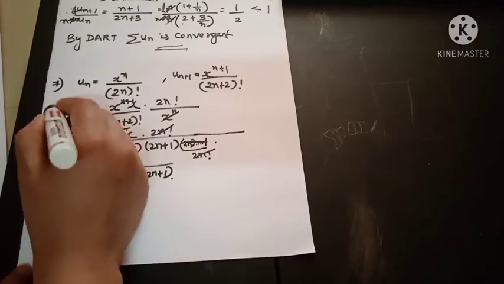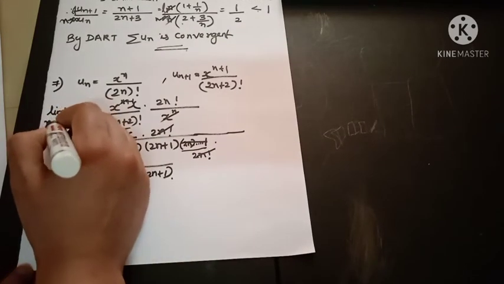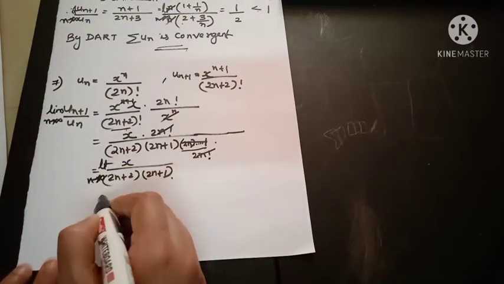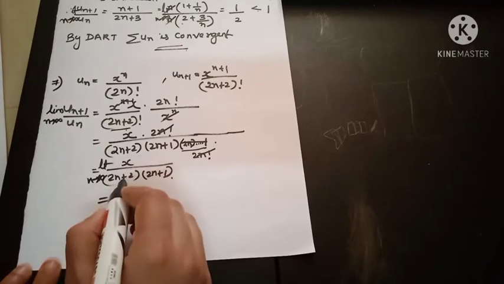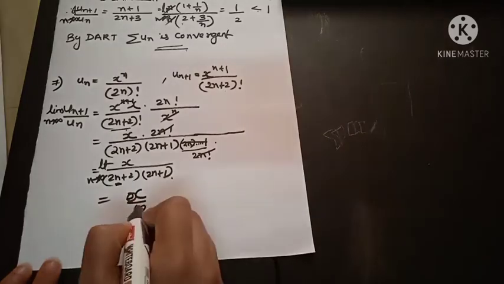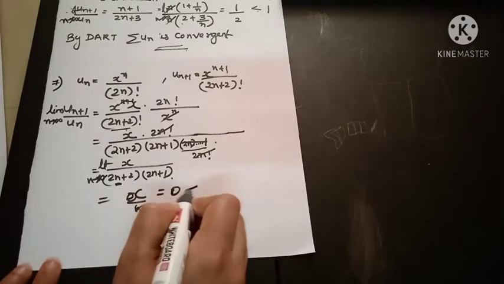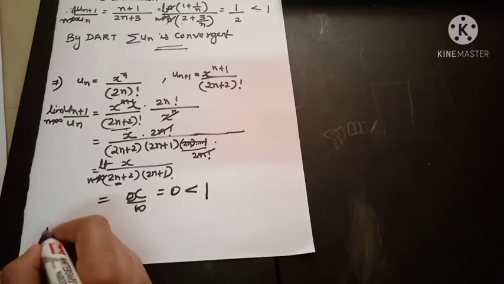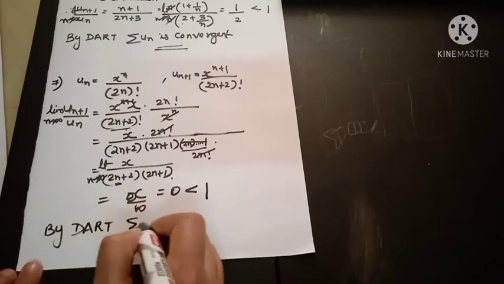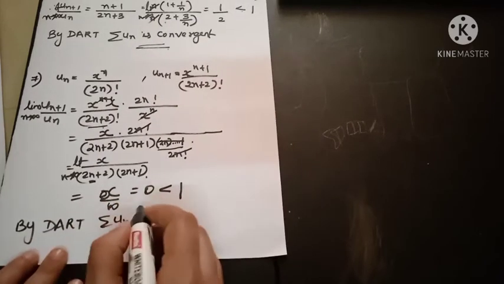So when you apply limit n tends to infinity, this will be 0. x by infinity is 0. This is less than 1. So by D'Alembert's ratio test, the series u(n) is convergent.